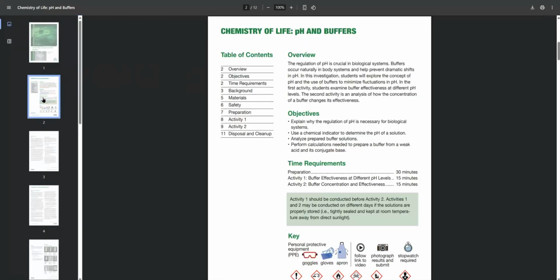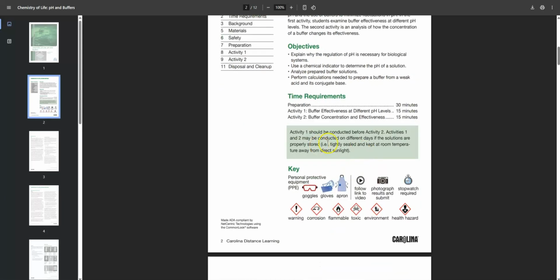It's really important that you understand what pH is and what buffers are. There are going to be some videos in the class announcements, but your e-text also goes into that. This gives you a little bit of an idea of the time requirement, and some ideas about when you can do the activities, but activity 1 should definitely come before activity 2.